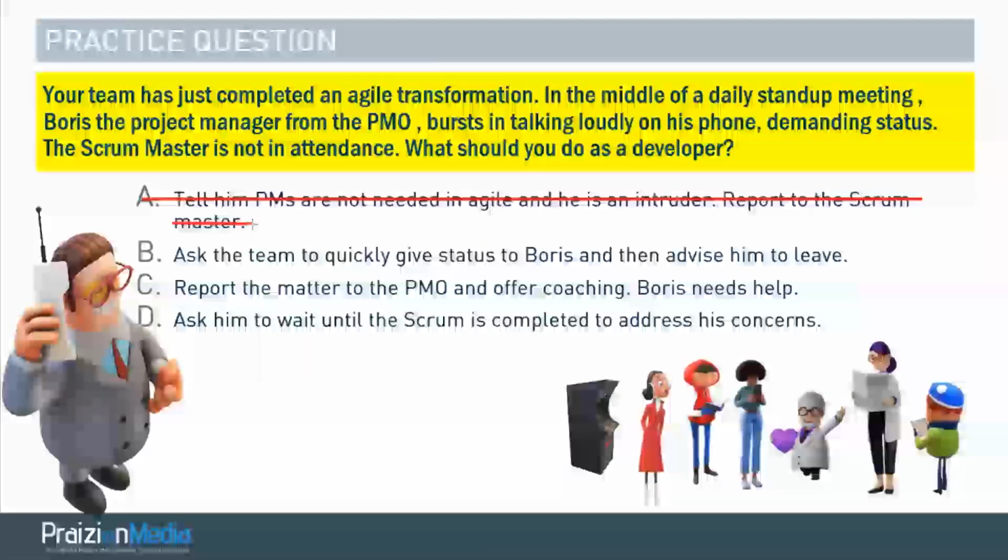Option B, tell the team to quickly give status to Boris and then advise him to leave. Again, this is not acting in the integrity and ethos of Agile. Interrupting the daily Scrum is disrespectful and it's not the right thing to do. So you shouldn't ask your colleagues to quickly give status. Remember, you're a developer like your colleagues. That is not the best thing to do. Now you're left with C and D.